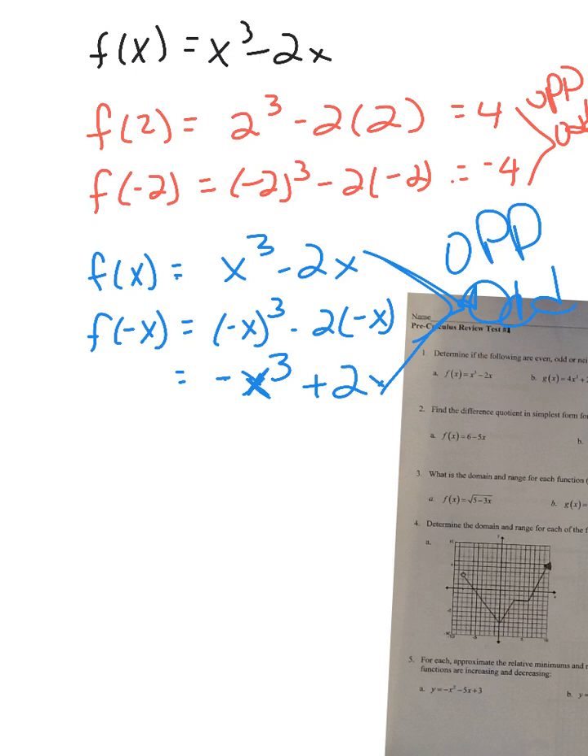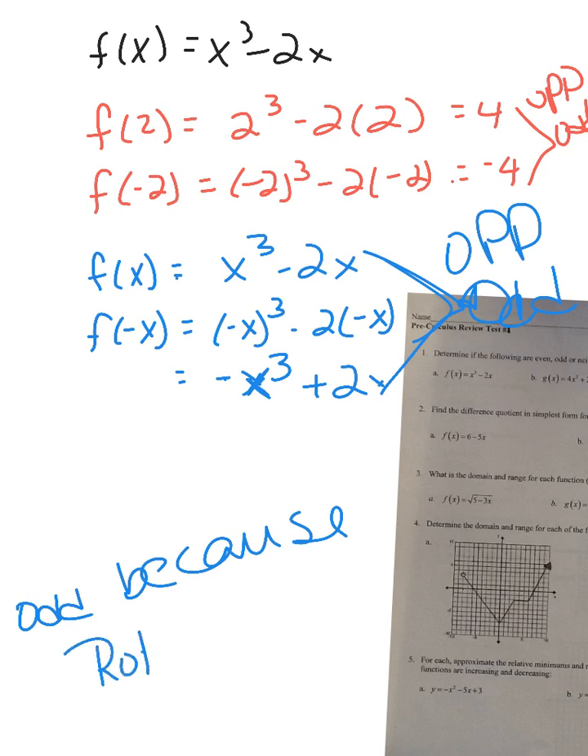Okay, make sure you know what would be the reason. So it's odd because it is a rotation of 180 degrees. Okay, so let's take a look at B.